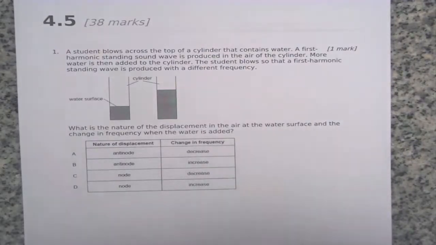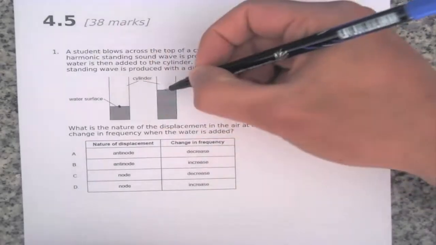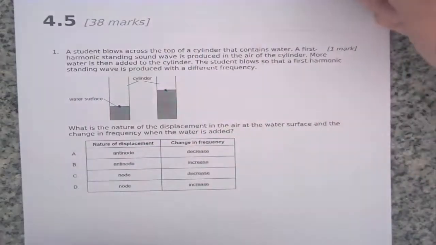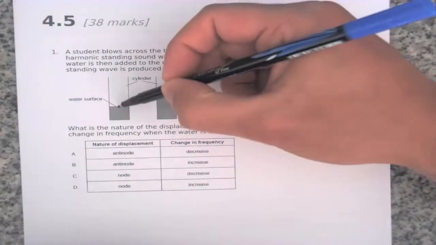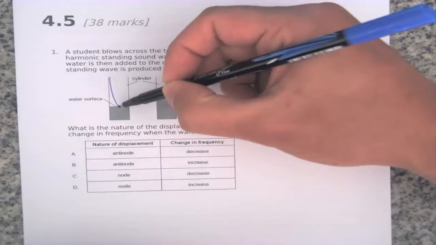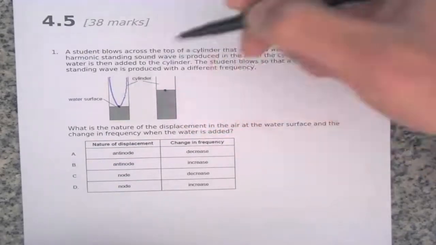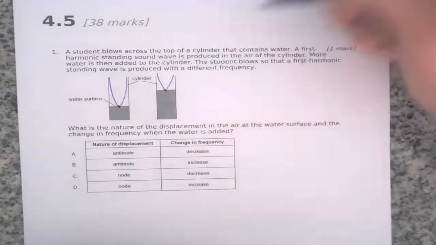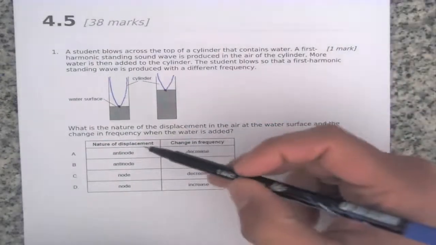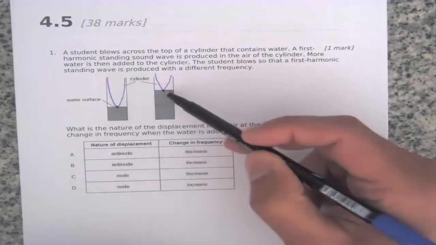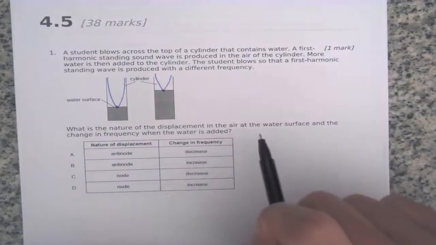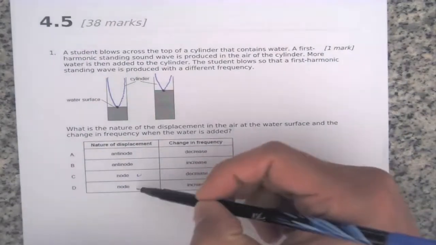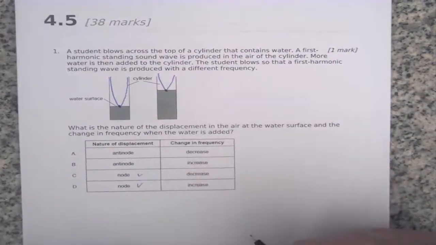So here, what we have first of all are the first harmonics in both situations. The first harmonic in a pipe with one closed end and one open end is created like this. From here, of course, the nature of displacement for the air at the water surface will be a node. It cannot be an antinode. The change in frequency now.